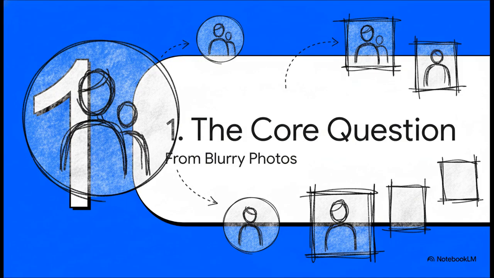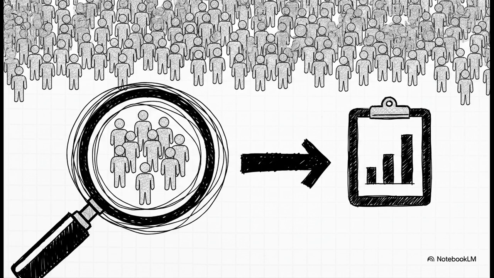Okay, first up, the core question. I like to think of this as going from blurry photos to clear answers. Imagine you're trying to understand a huge picture, but all you have is a small, kind of blurry snapshot. That's our challenge. It's just impossible, right? You can't survey every single shopper in a city or test a new drug on every single person on the planet. So what do we do? We take a smaller group, we call it a sample, and we use what we learn from that little group to make a really smart, educated guess, a statistical inference about the whole population. That's the big idea right there.